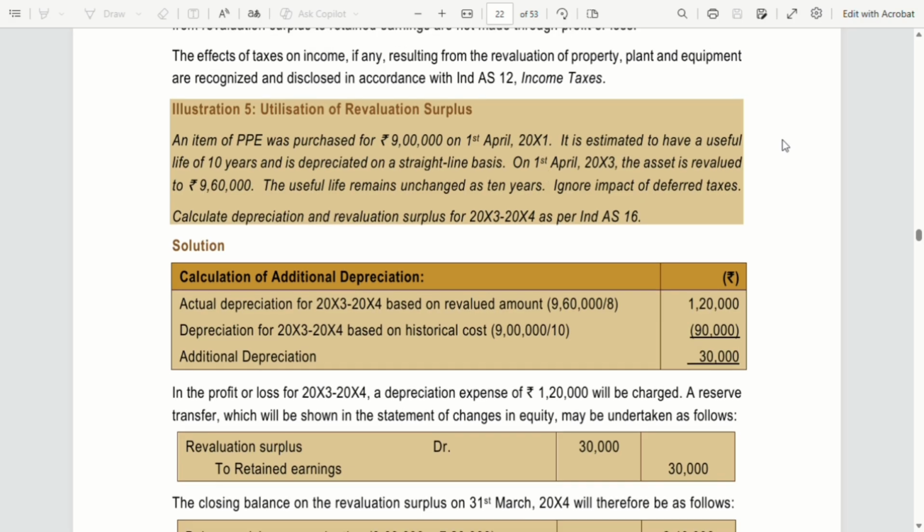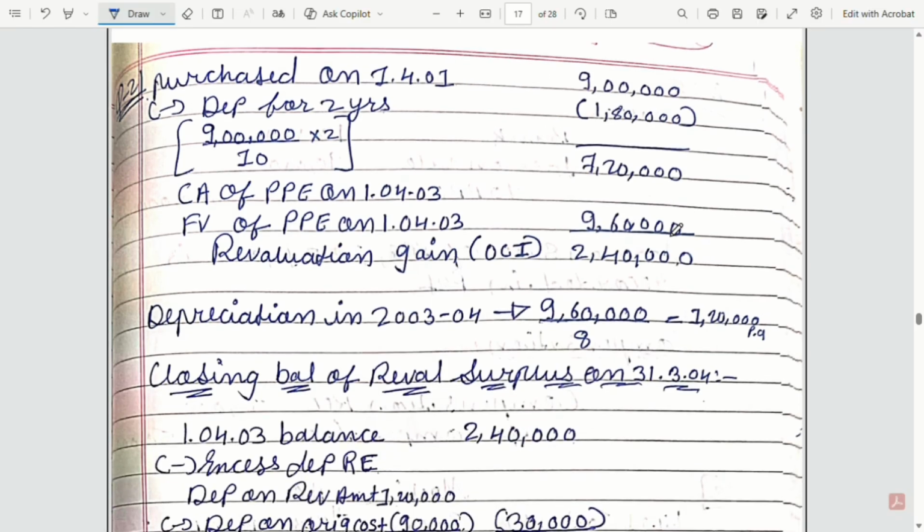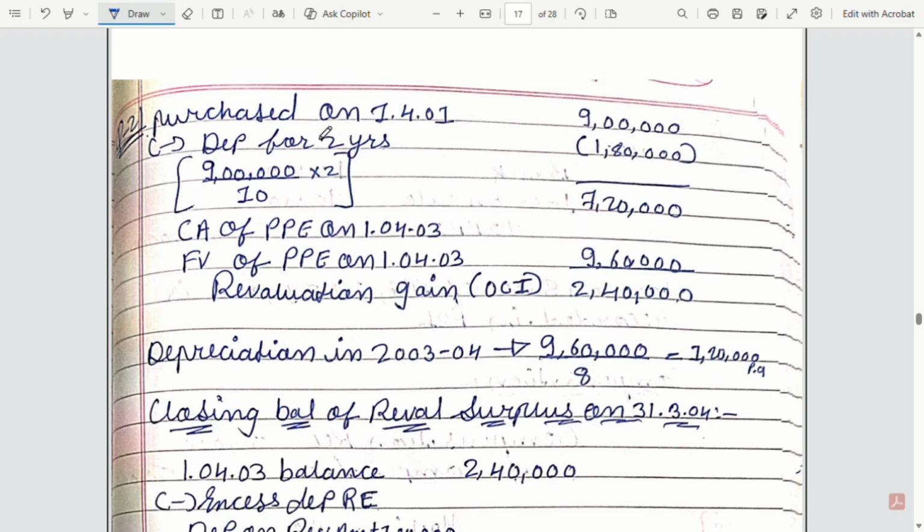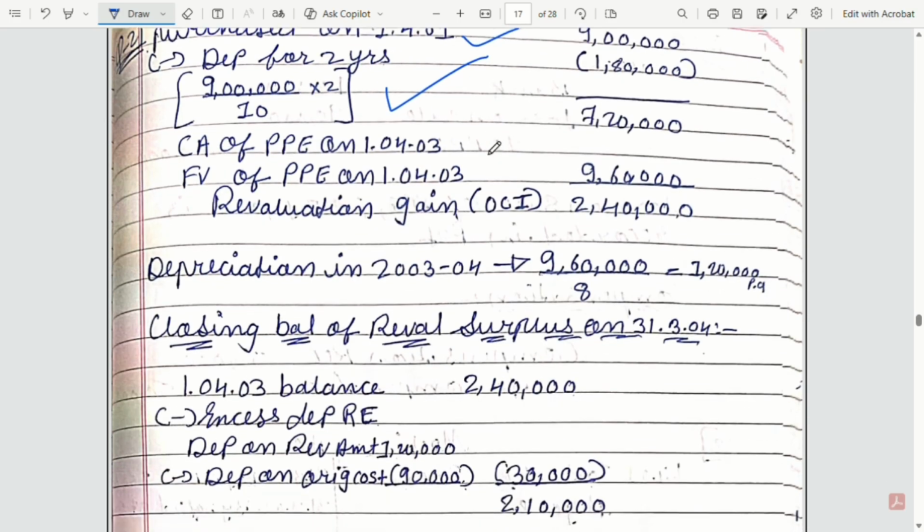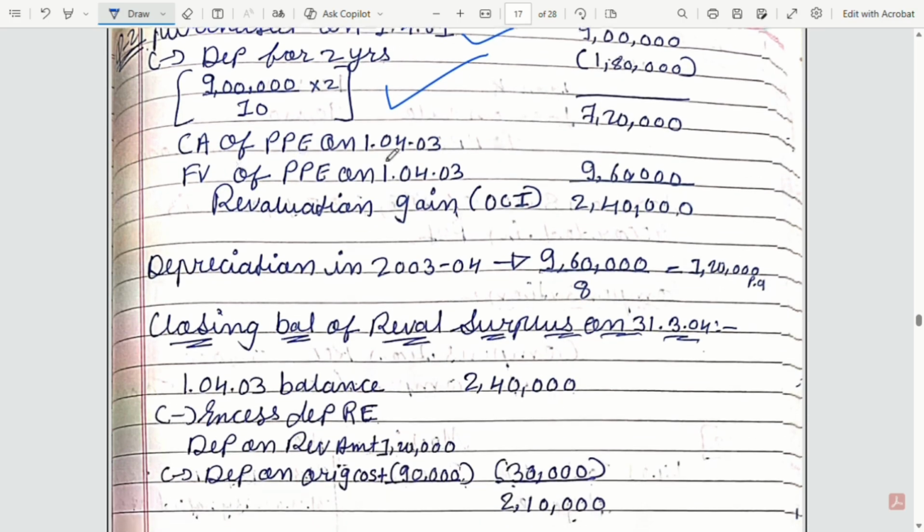Ignore the impact of deferred taxes. Calculate the depreciation and revaluation surplus for 2003-4 as per Ind AS 16. So first we will take the cost as on 1st April 2001. We will reduce the depreciation for 2 years. We will get a carrying value as on 1st April 2003. We will compare with the fair value and we are getting revaluation gain.